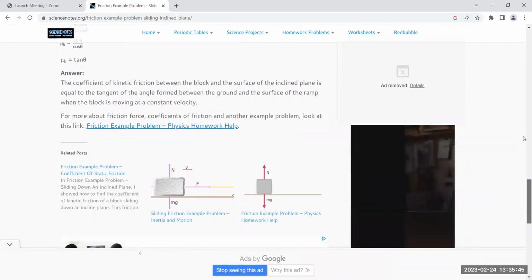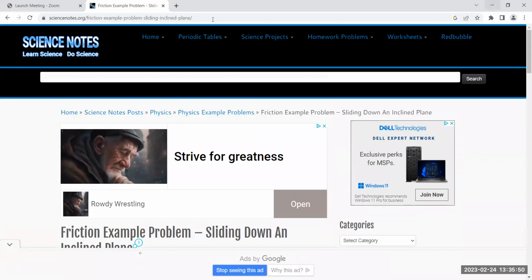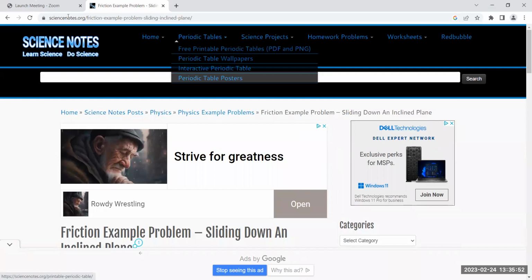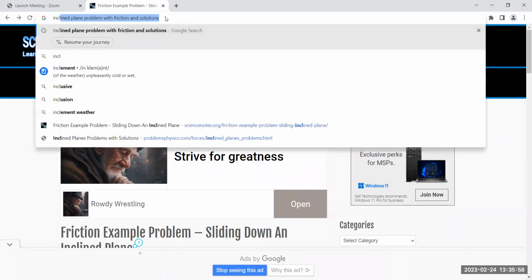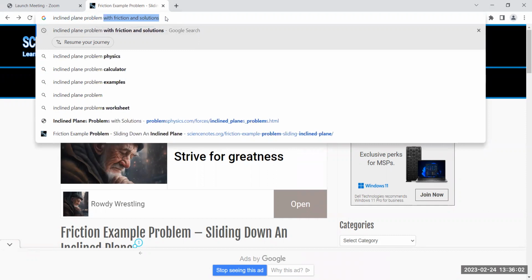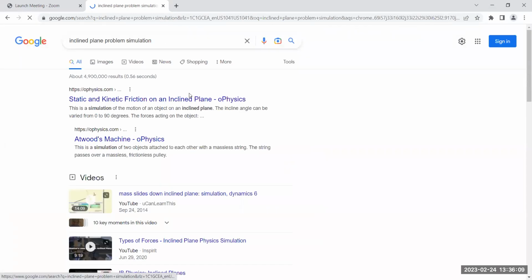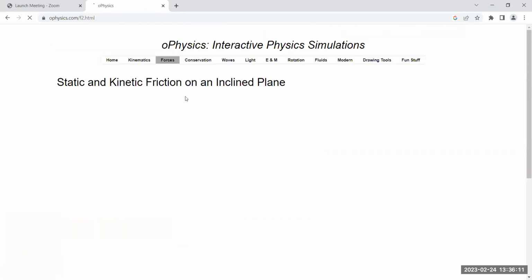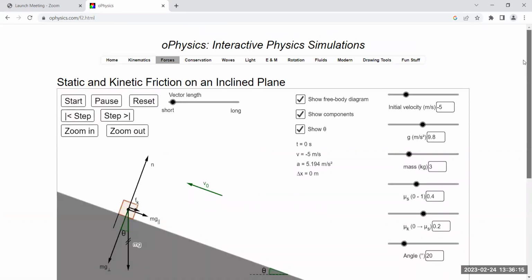Let's see. I did find a thing just looking around. I think I did a search for inclined plane problem simulations. Yeah, GeoGebra does this really well.